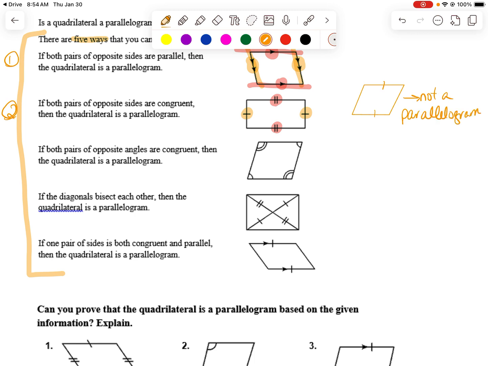Okay, for number 3, if both pairs of opposite angles are congruent. So we can see here by the markings that both pairs of opposite angles are congruent. So again, if they show me a picture and both pairs are congruent, then we know it's a parallelogram.